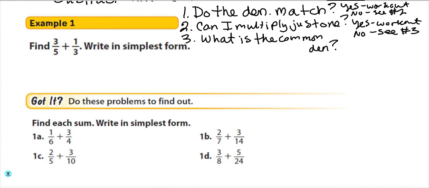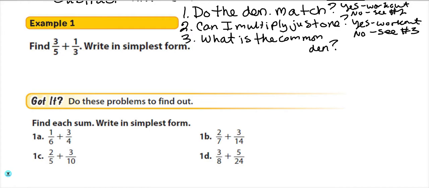All right, so for this one here, we need to look at 3/5 plus 1/3. On this one, we ask ourselves, do the denominators match? No, so we need to go to number two. Can I multiply just one of them? Can I take the 5 and multiply it by something to make it match 3? No. Can I take 3 and multiply it by something to match 5? No. Well, it would be a decimal, and that would be weird, so no, we don't want to do all that.